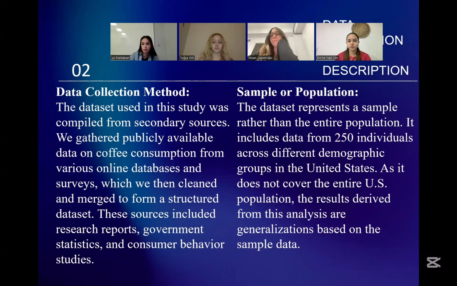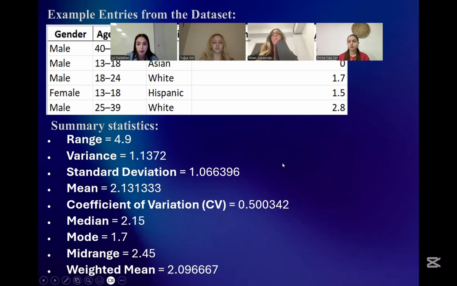Since this is a sample, not the full population, our results represent general trends based on this sample. At the top, you can see a few sample entries from our dataset showing coffee consumption per day based on gender, age group, and ethnicity. Below, we present the key summary statistics.